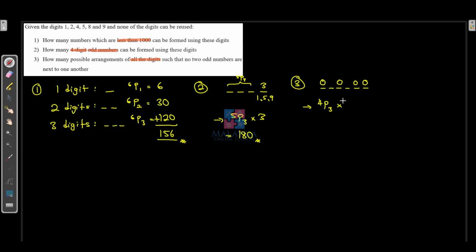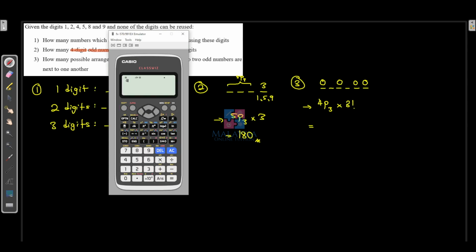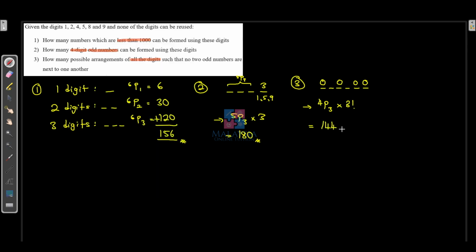After we put the 3 odd digits, we have 3 even digits that we can rearrange. So that is going to be 3 factorial. 4P3 gives the 4 spaces where we can put the 3 odd digits, and then 3 factorial is for rearranging the remaining 3 even digits. So 4P3 times 3 factorial. The answer is going to be 144 possible arrangements of all the digits, such that no 2 odd numbers are next to one another. So that's all for question number 1, part 3.